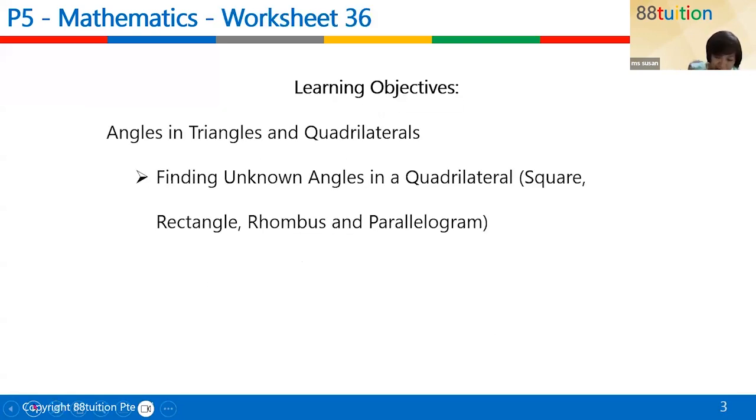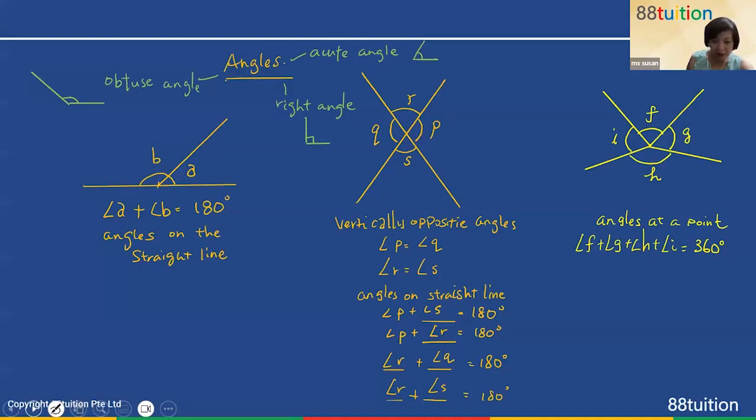Last week we learned about angles. Usually the ones we covered are about straight lines, angles that form on the straight line. We also learned about shapes or triangles, three types of triangle. What are the properties of a triangle? So we recap what we have learned.